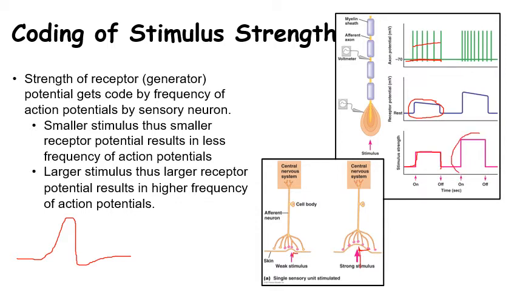whereas when you see a strong stimulus here, you see it coded here, and the receptor potential, that generator potential it produces at the dendrite, is much larger. And what do we see with action potentials sent by this neuron? You can see the frequency is much higher. So the strength of the signal is coded by the frequency.